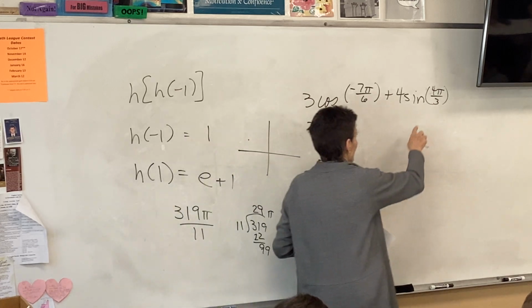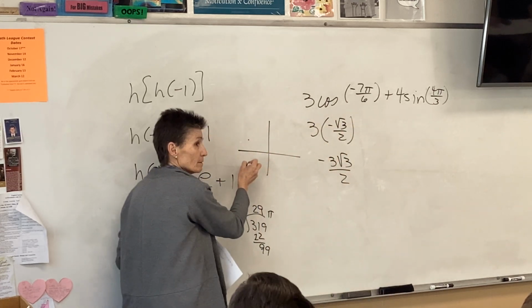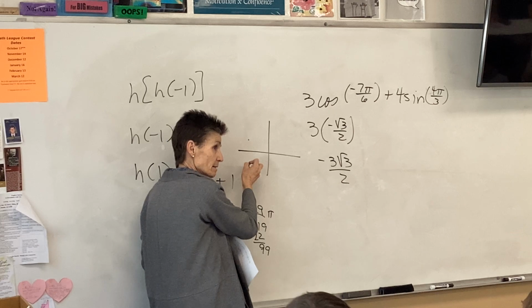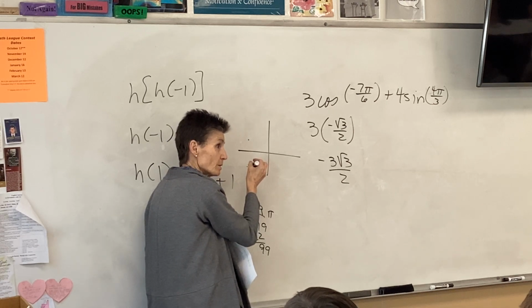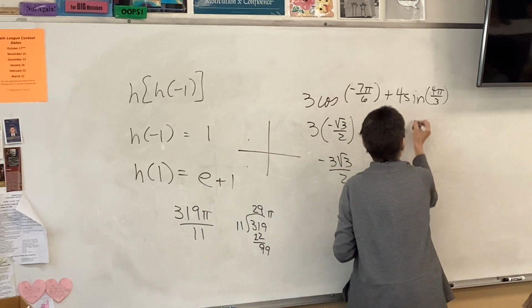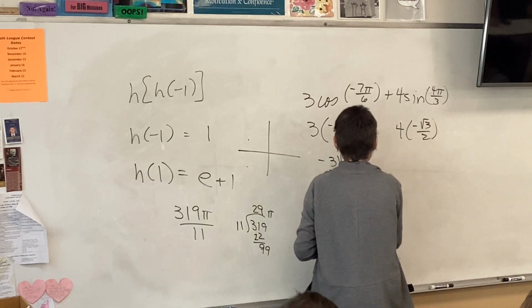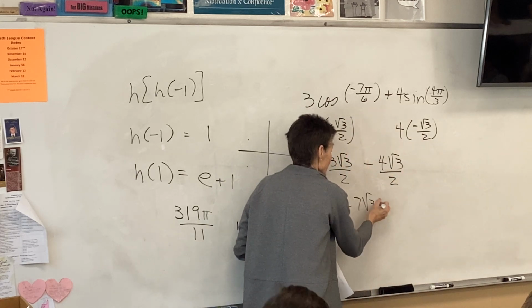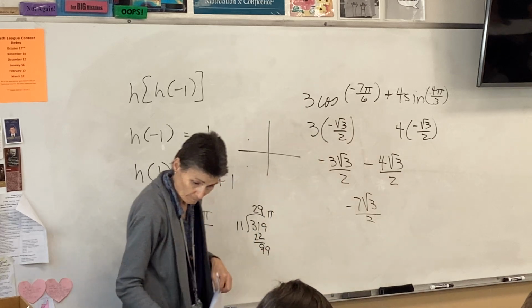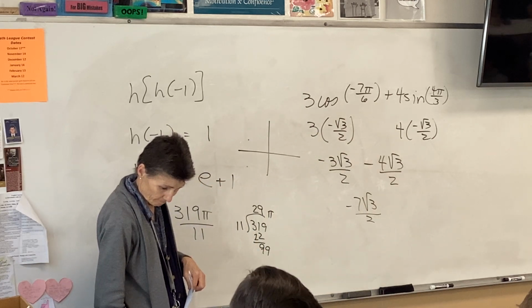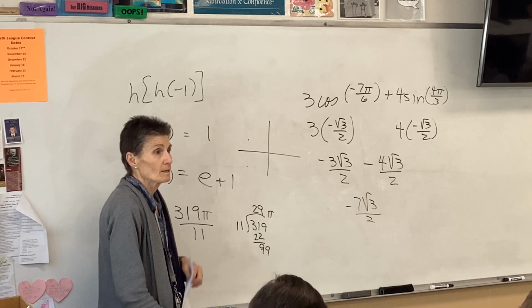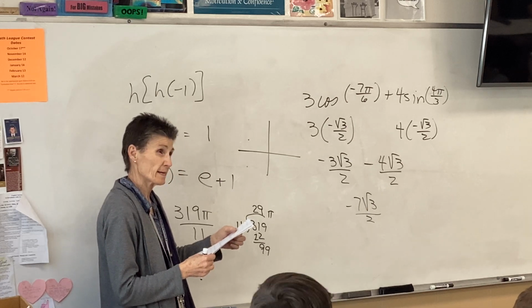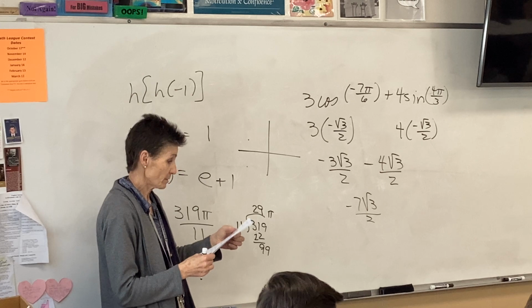Now part 2, sine 4 pi over 3. Well, that's down here. It's a sine -√3 over 2 again. So that's -4√3 over 2. So the answer ends up being -7√3 over 2. Okay, so don't be confused by that. Threw a couple of log exponent things in there. We okay with 12 and 13?